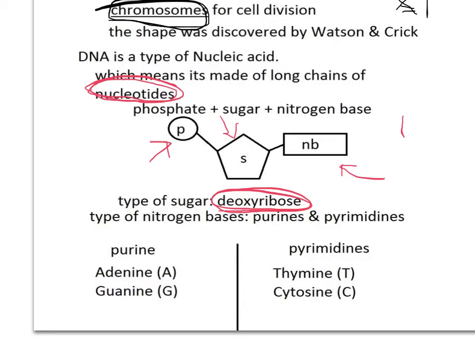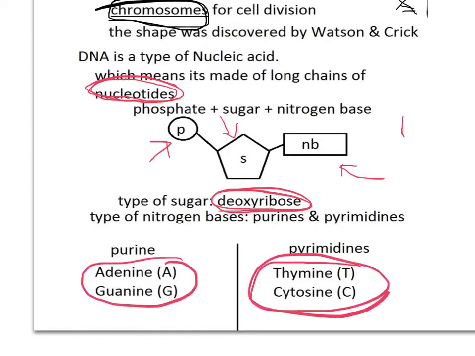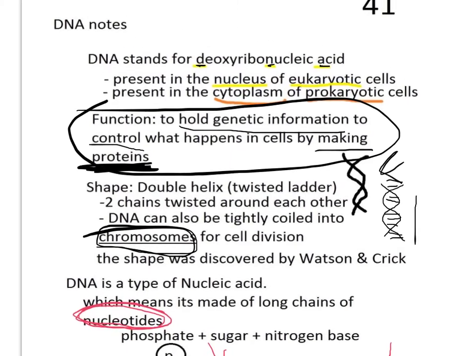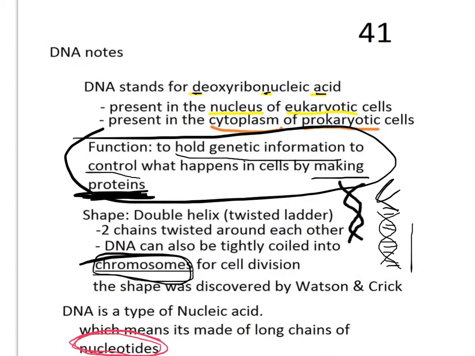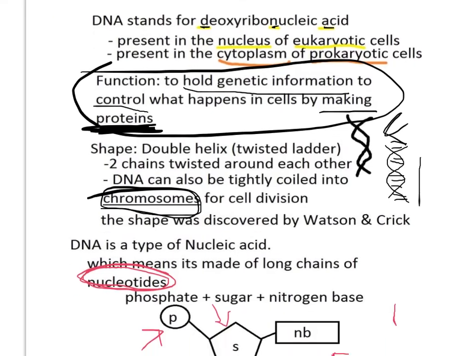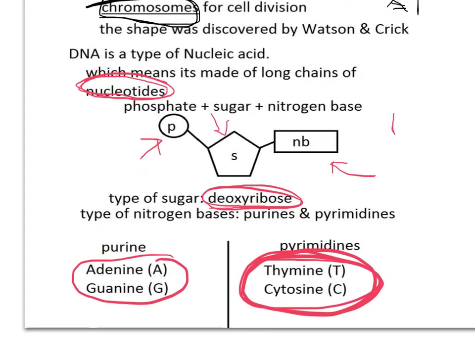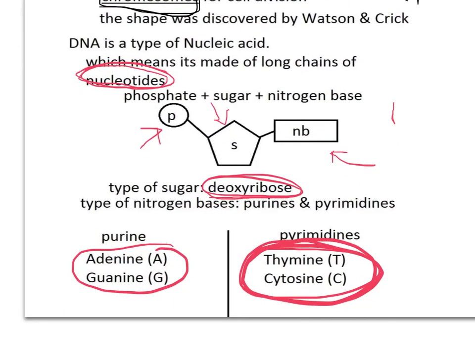Types of nitrogen bases make two broad categories, purines and pyrimidines. Purines are your A and your G. Pyrimidines are thymine, cytosine, T and C. Now, they're categorized based on their chemical structure, which we won't get into, but just understand that there are two categories, purines versus pyrimidines. Alright, so this is page 41. We've talked about what it stands for, where you can find it, what its function is, its shape, and what it is made up of.